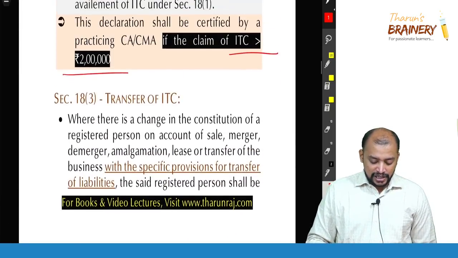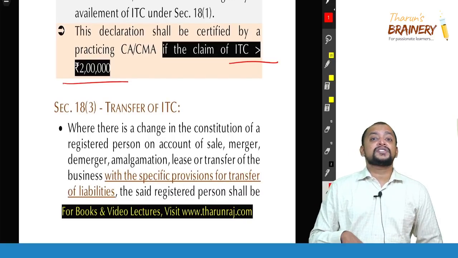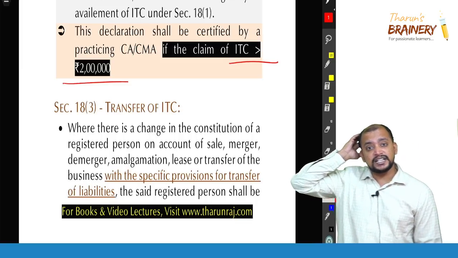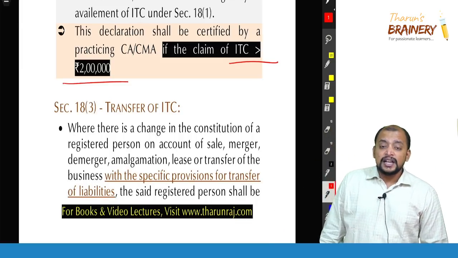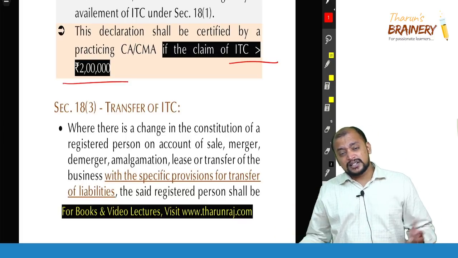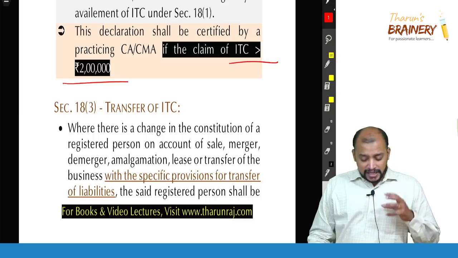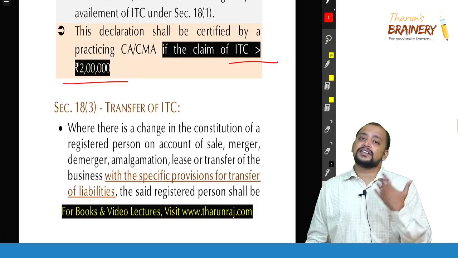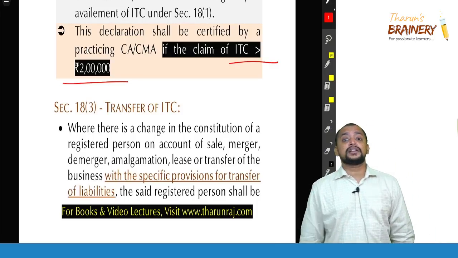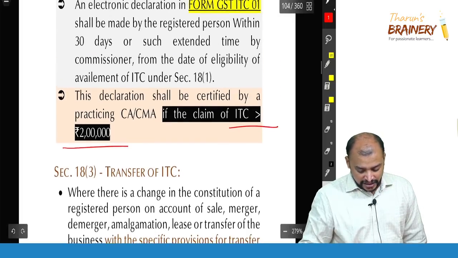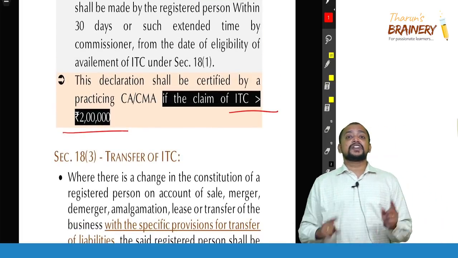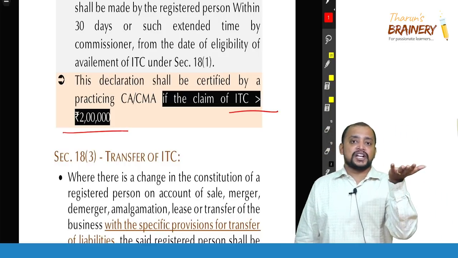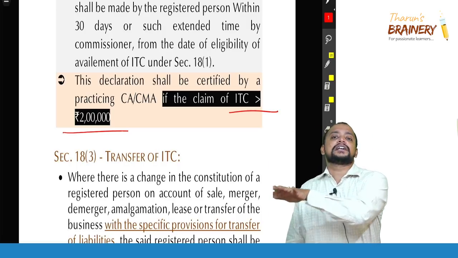Then section 18 subsection 3: transfer of ITC. When there is a transfer of input tax credit, in that case 18(3) is applicable. Why is there a transfer of ITC? Because of transfer of business: amalgamation, merger, demerger, succession, inheritance, everything. Transfer of business as a going concern, with specific provision for transfer of liabilities. In that case, whatever is the unutilized ITC in the electronic credit ledger of the transferor will be transferred to the electronic credit ledger of the transferee.